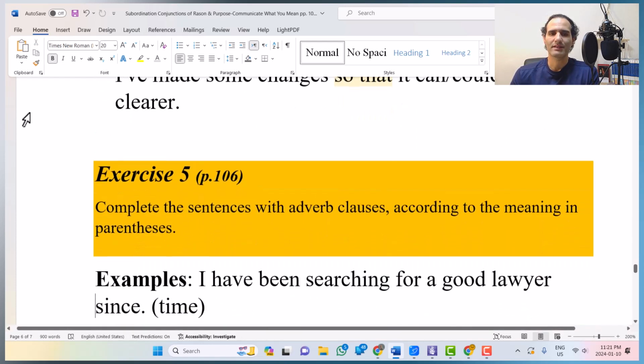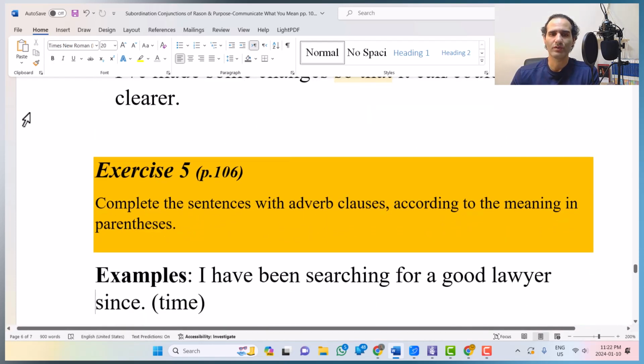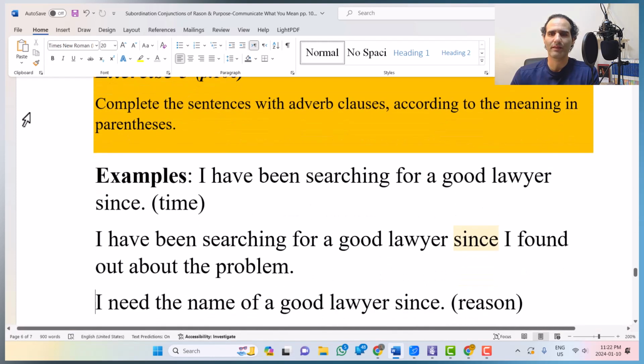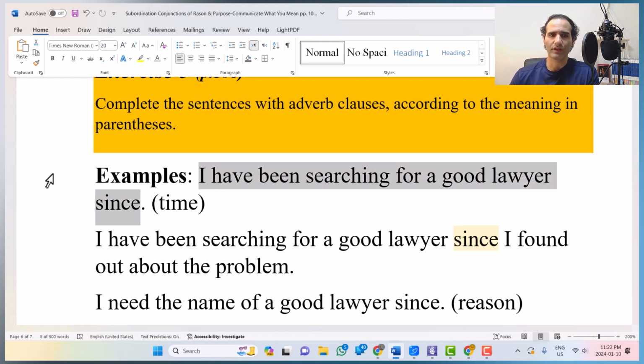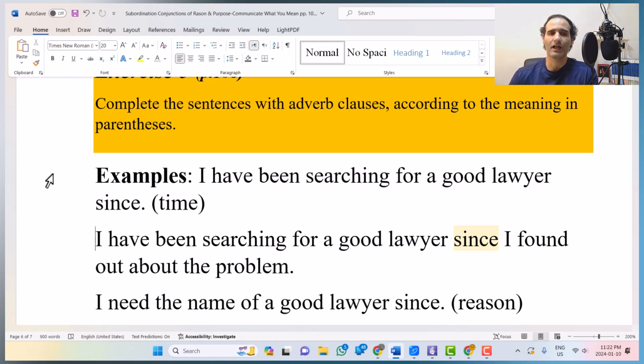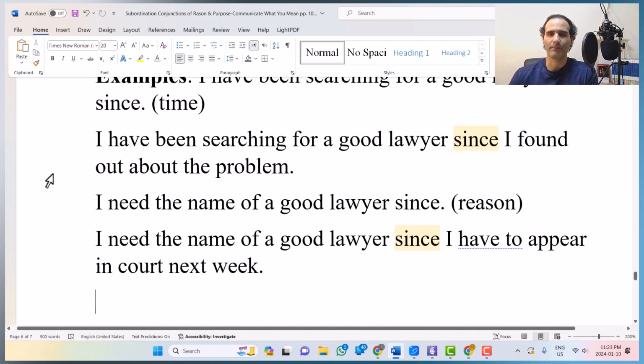Okay, exercise 5 on page 106. It says complete sentences with adverb clauses according to the meaning in parentheses. So, example, I've been searching for a good lawyer since... So finish it with since in the meaning of time. I've been searching for a good lawyer since I found out about the problem. It means from the time that I found out about the problem.